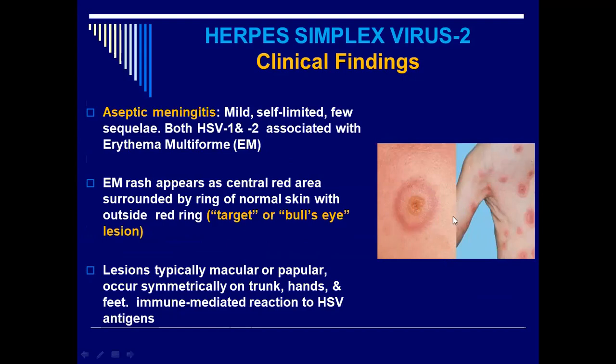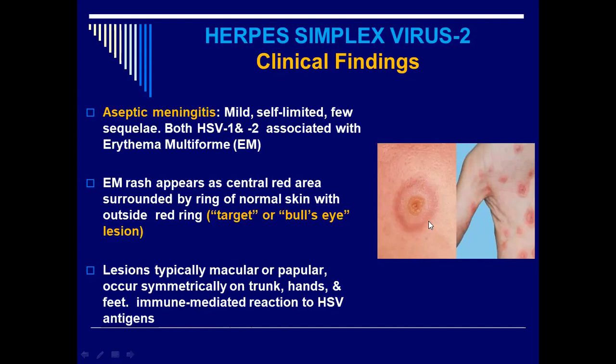It appears as a central red area, then normal skin, and then again an outer red area. This is what we call erythema multiforme, EM lesions. A center red area surrounded by normal skin, and then again infected skin outside, and this is a red ring outside. This is what we call the target lesions or bullseye lesions of the HSV2 infection.